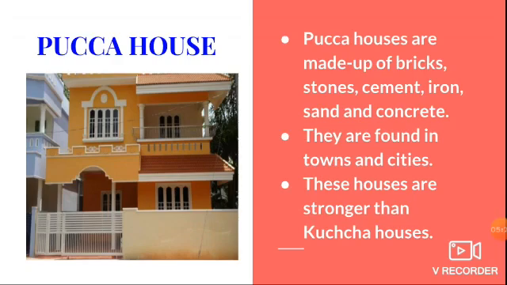So, we all know about the pakka house. Pakka houses are made up of bricks, stones, cement, iron, sand, and concrete. As we have seen the picture of these materials earlier, they are found in towns and cities. It means pakka houses are mostly found in towns and cities, but nowadays in some villages also we can find pakka houses. And pakka houses are stronger than kacha houses.